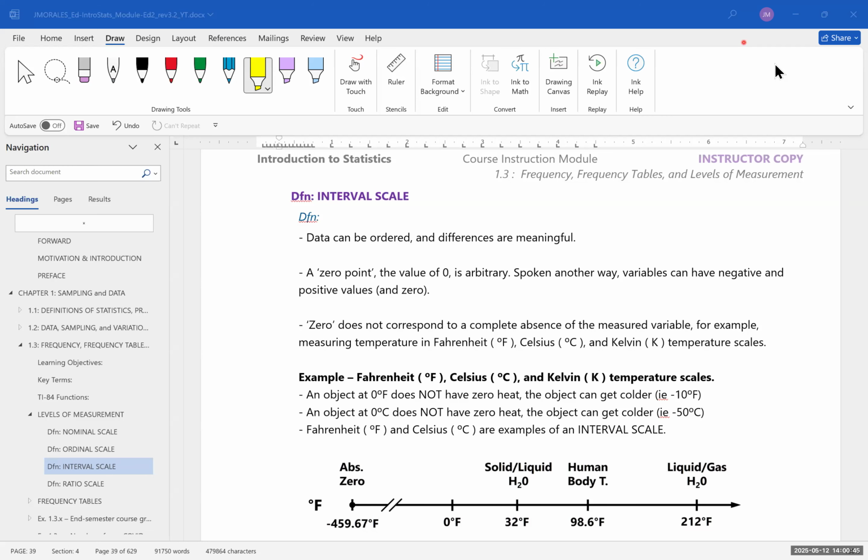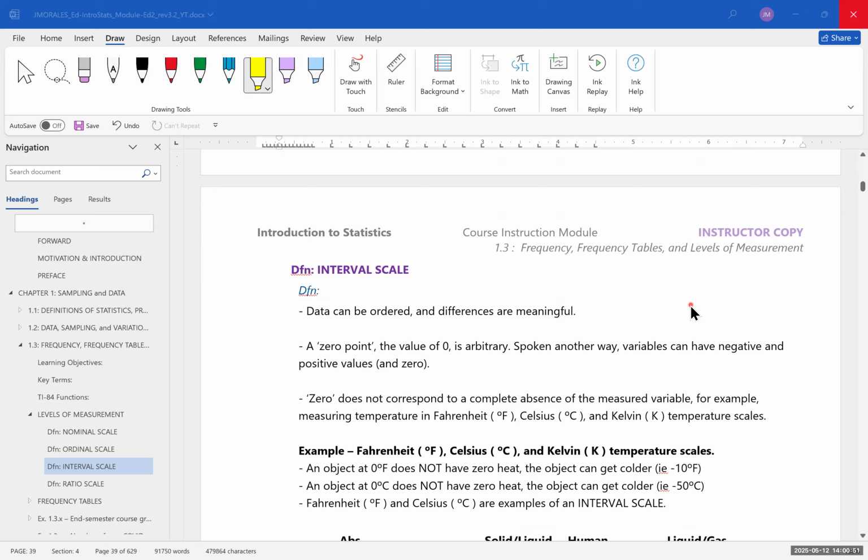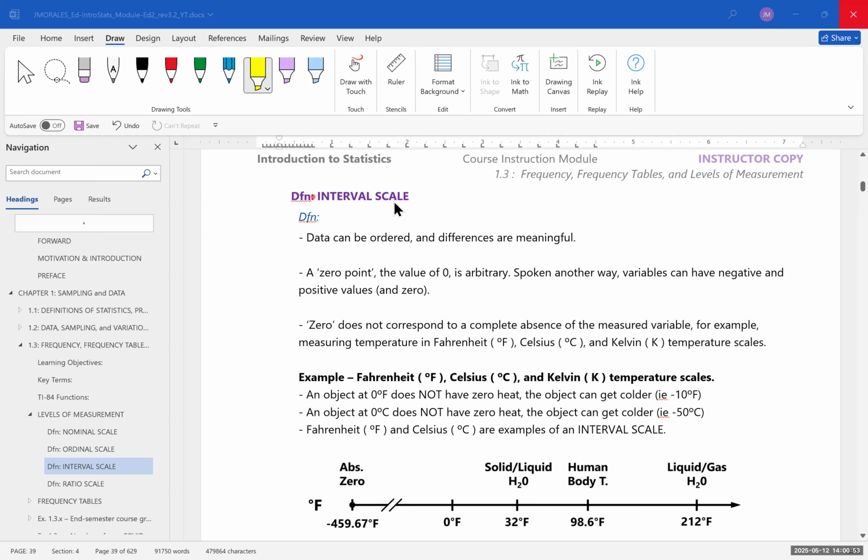All right, let's talk about the third scale when it comes to levels of measurement, and that's the interval scale. With an interval scale, data can be ordered and differences are meaningful. On an interval scale, there is a 0 point. So there is a measurement where you could actually get a zero.